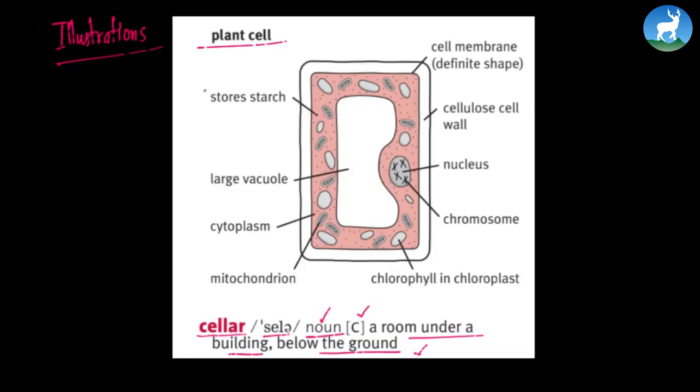This is the plant cell. As you can see, it has got a cell wall, the cellulose cell wall. After that, there's a cell membrane, about which we just studied. It's got a definite shape, and you can see starch storing materials here. There's a large vacuole. We have the nucleus here. Inside the nucleus there are chromosomes which carry the genetic identities. There's chlorophyll in the chloroplast. You can see mitochondrion and cytoplasm, the fluid. Alright, this is just an illustration of a plant cell.